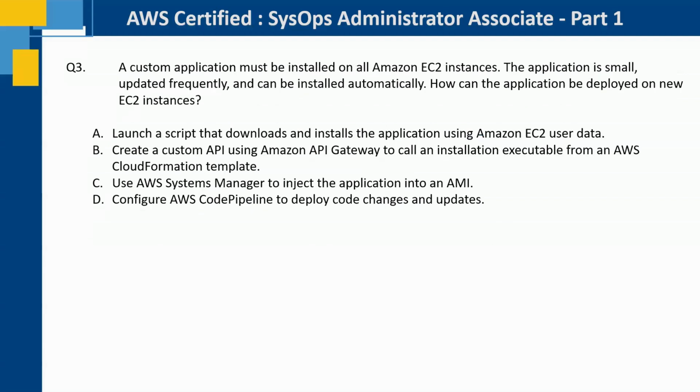Third question. A custom application must be installed on all Amazon EC2 instances. The application is small, updated frequently, and can be installed automatically. How can the application be deployed on new EC2 instances? Your options are: launch a script that downloads and installs the application using Amazon EC2 user data. Create a custom API using Amazon API Gateway to call an installation executable from an AWS CloudFormation template. Use AWS Systems Manager to inject the application into an AMI. Configure AWS CodePipeline to deploy code changes and updates.